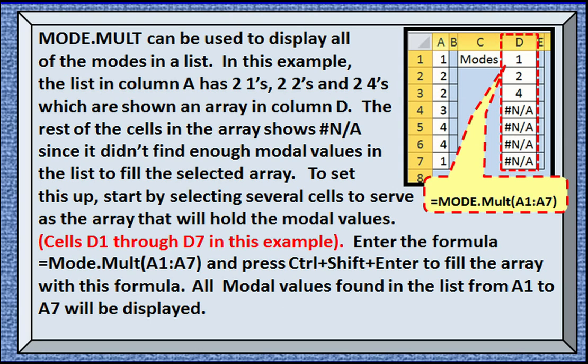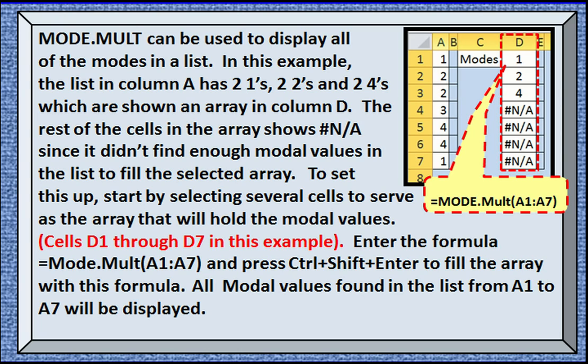In this example, the list in column A has 2 1s, 2 2s, and 2 4s, which are shown in an array in column D. The rest of the cells in the array show #N/A, which indicates that it didn't find enough modal values in the list to fill the selected array.